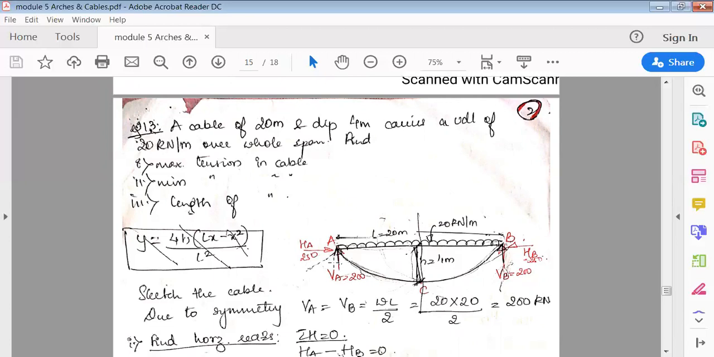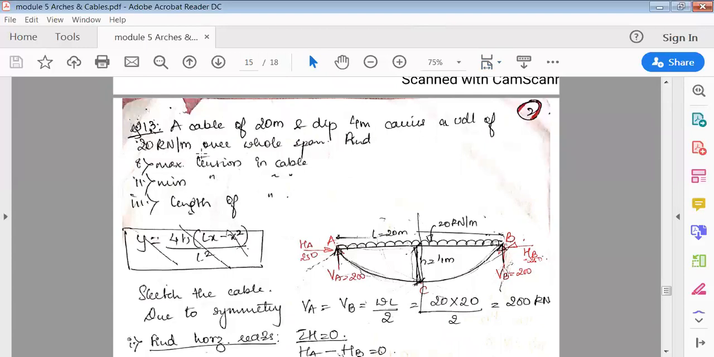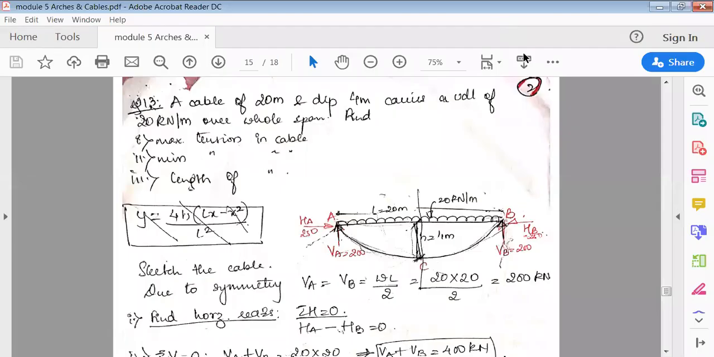Basically all the cables are parabolic, so we'll always use the same equation. So first sketch the cable. In exam they'll only give you this question, so you yourself have to draw. So it's a cable of 20-meter long. Draw this 20-meter length should be like this. The cable will be parabolic, and the dip is nothing but this highest point from this portion. So the dip is 4 meter, and it carries a UDL of 20 kilonewton over the whole span.